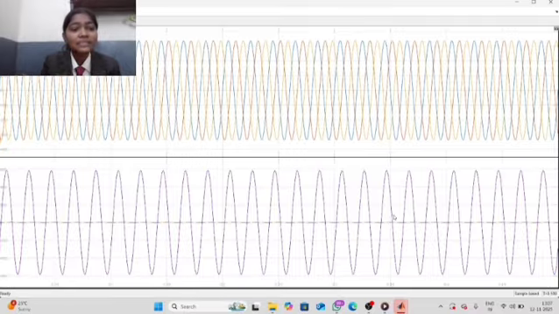Applications for this waveform: the first one is variable speed AC motor drives. The second one is induction heating. The third one is low frequency power supply, and the last one is aircraft and speedboat power systems.